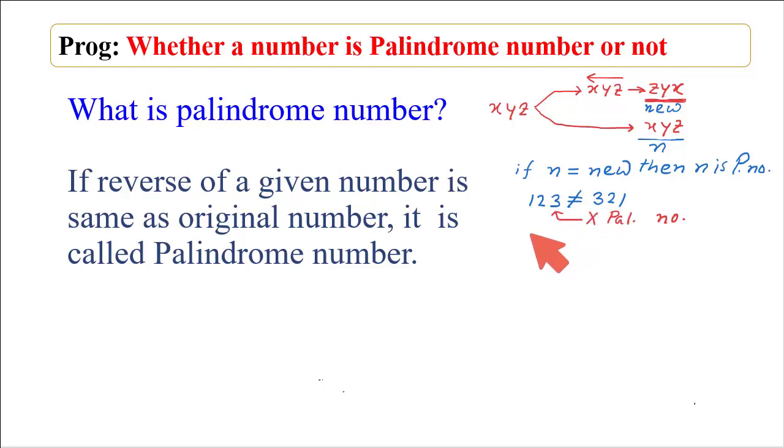Taking another example, 131. If we reverse the position, this third position will be the first position, next this 3 will come, next this 1 will come. Now the original number is 131, and the new number is again 131. So the original number and new number are equal, so the original number is a palindrome number.